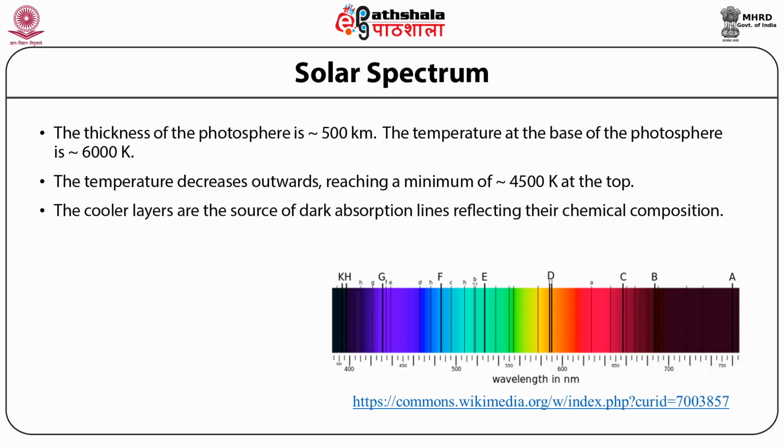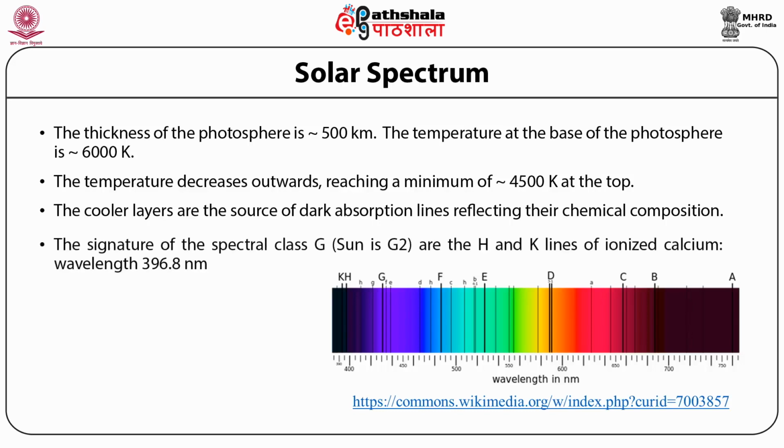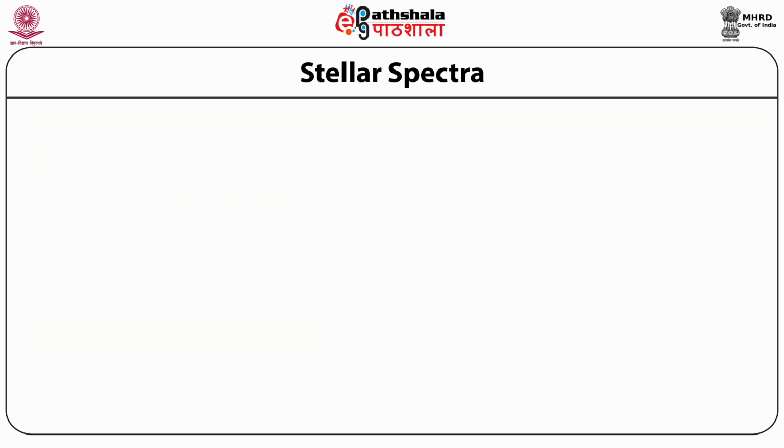So the cooler layers are the source of dark absorption lines, reflecting their chemical composition. Now, as you can see from this figure, the prominent pair of sodium lines, designated as D lines, have wavelengths 589 and 589.6 nanometers. The signature of the spectral class G, the sun is G2, are the H and K lines of ionized calcium, with wavelength around 396.8 nanometers. So let us now discuss the stellar spectra.